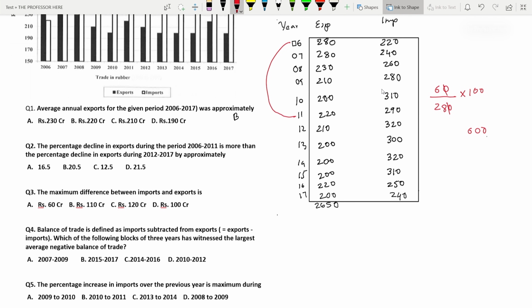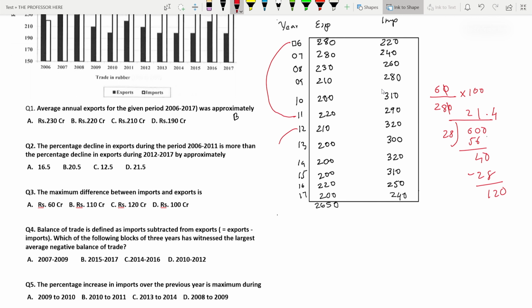600 divided by 28 gives 21.4. And the second part of the question asks is more than the percentage decline in exports during 2012 to 2017.